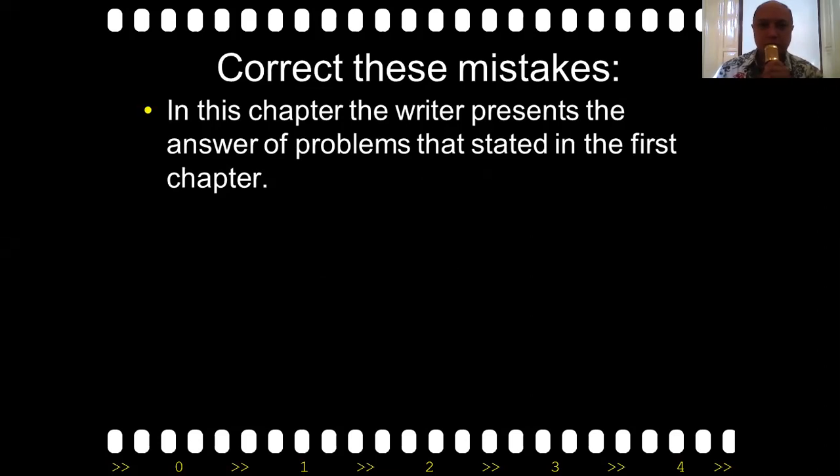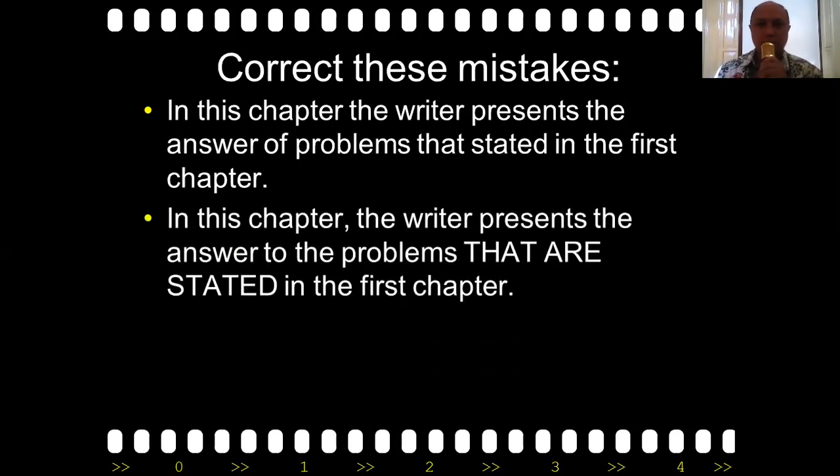Okay, this is the first one. In this chapter, the writer presents the answer of problems that's stated in the first chapter. Can you figure out why this sentence is incorrect? Okay, now let me show the answer. Yeah, this is the correct version. In this chapter, comma, the writer presents the answer to the problems that are stated in the first chapter.